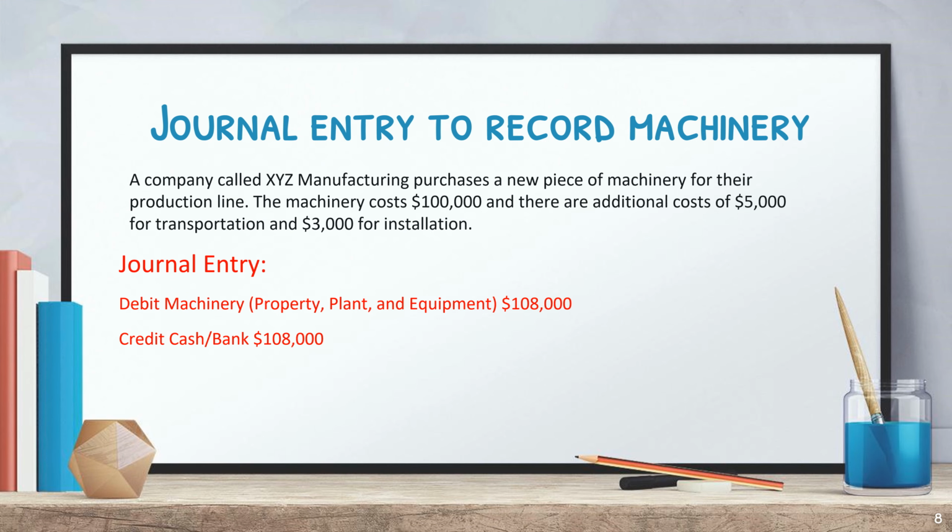Let's say a company called XYZ Manufacturing purchases a new piece of machinery for their production line. The machinery costs $100,000, and there are additional costs of $5,000 for transportation and $3,000 for installation. According to ASC 360, the initial recognition of the machinery should be recorded at its cost, which includes all directly attributable costs necessary to bring the asset into its intended use. The company records the machinery at its total cost of $108,000, which includes the purchase price, transportation costs, and installation fees. This amount is reported as an asset on the balance sheet.